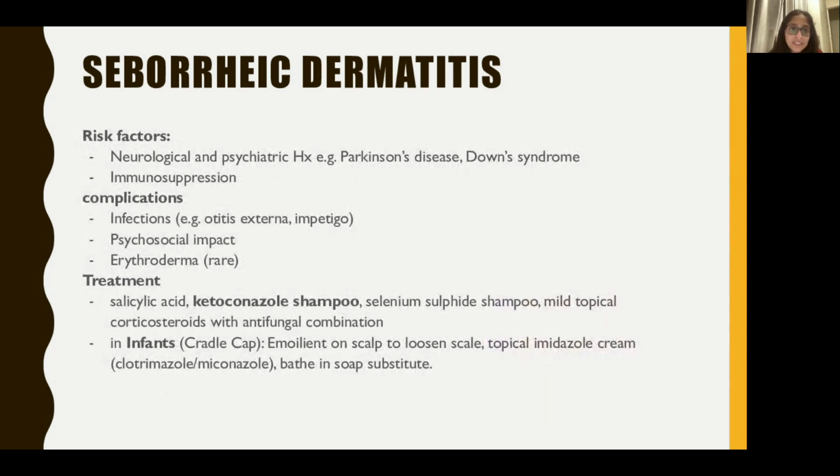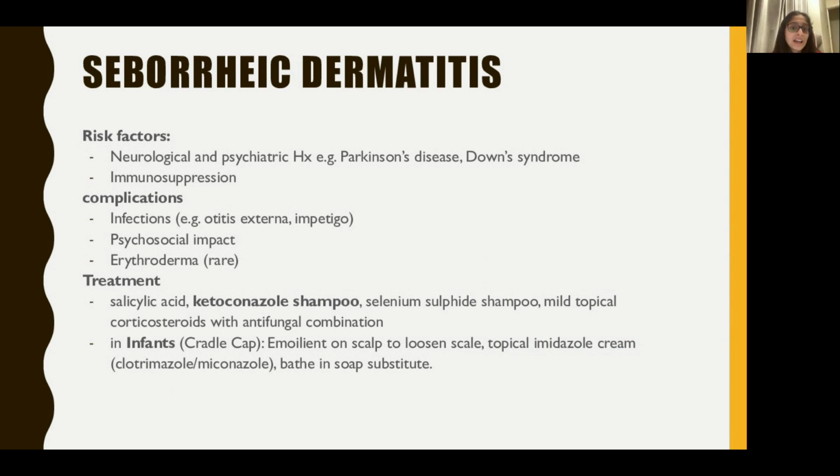So, in terms of risk factors, there are neurological and psychiatric risk factors such as Parkinson's disease, Down syndrome, and also immunosuppression. Complications can occur such as infection, such as impetigo or otitis externa affecting the outer ear. This can also cause psychological impact as it is affecting the face, and patients may often not understand why this is not resolving despite using emollients. And a rare complication is erythroderma.